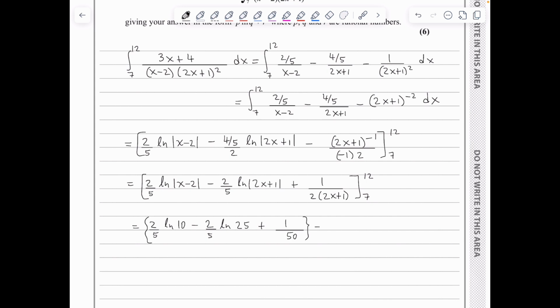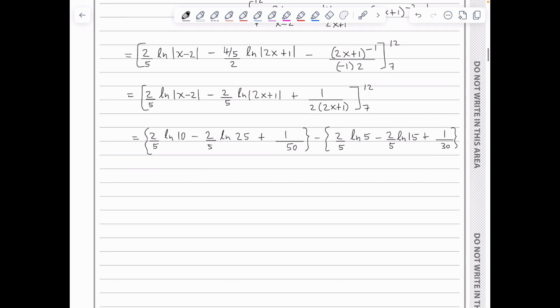And for the lower limit, I'm substituting 7, so it's going to be 2/5 ln(7 - 2), which is ln 5, minus 2/5 ln 15, plus 1/30. So that's the lower limit substituted.